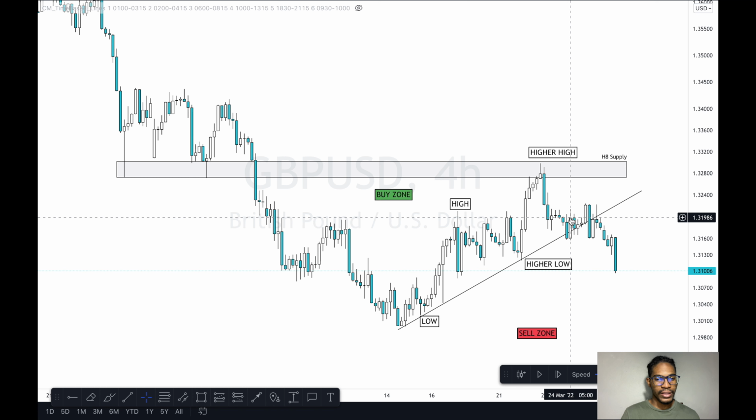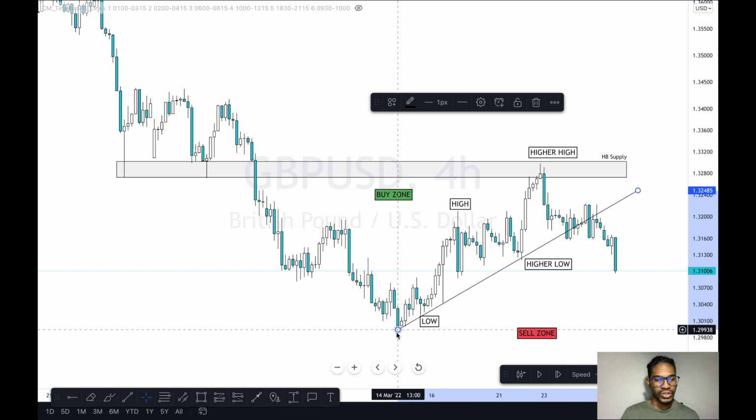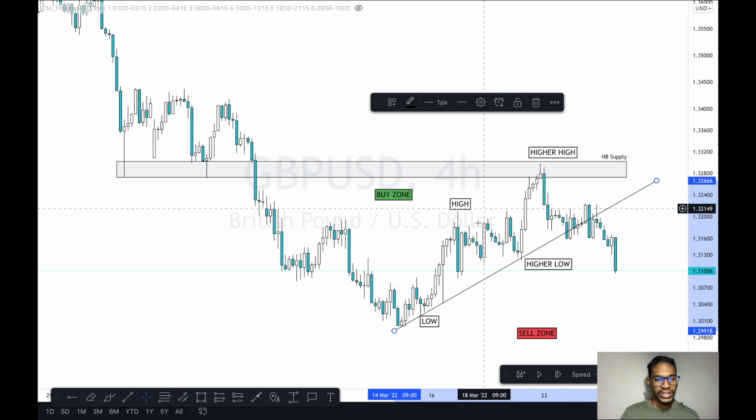Now if you guys don't know this, whenever you're in an uptrend and you draw your trend line, whatever is on this side is known as a buy zone, so you take buys. However, if price broke your trend line and is trading below your trend line here, it's known as a sell zone. So this means that we should be looking out for sells. That's one indication that we should be looking out for sells, guys. We're in a sell zone.